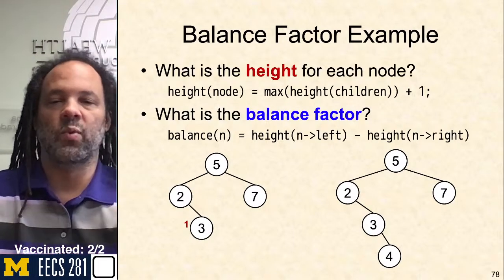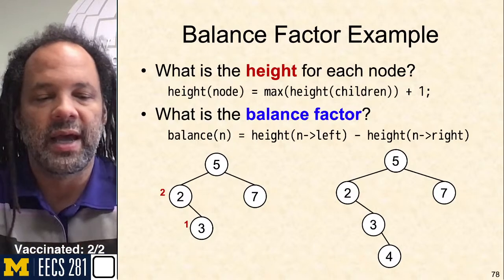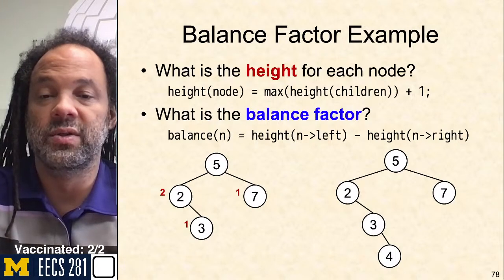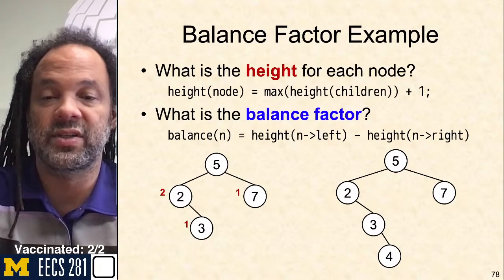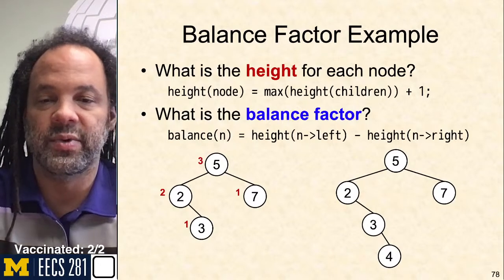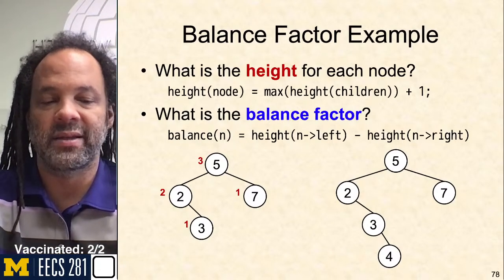There, of course, that's 1. The height of this internal node 2 has got a height of 2. I see that 7 is a leaf node with a height of 1. Now I can figure out what 5's height is by taking the maximum of the heights of its children and adding 1, which says the height there is 3. Great. Now that I've got the heights in, it's easy to go back and set up balance factors.